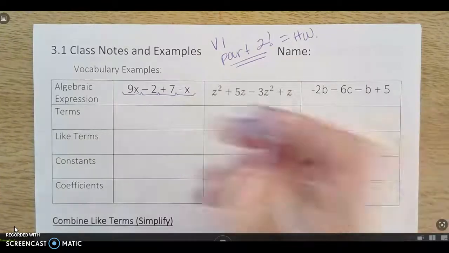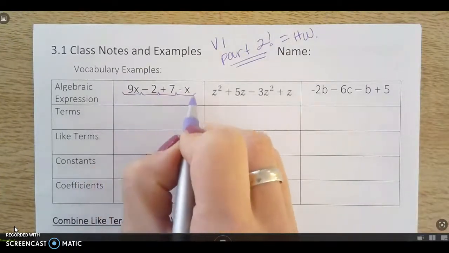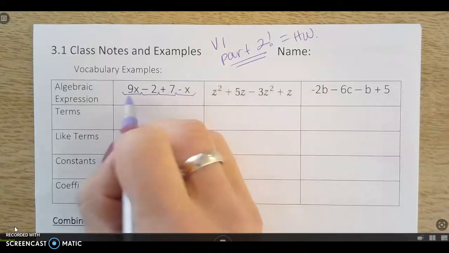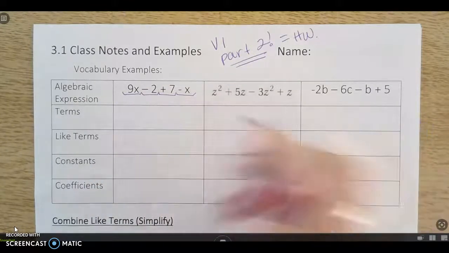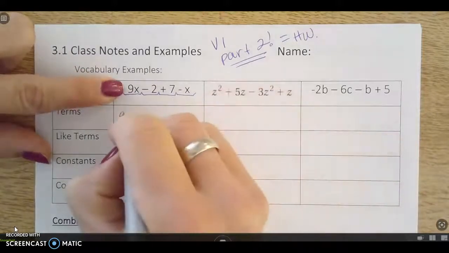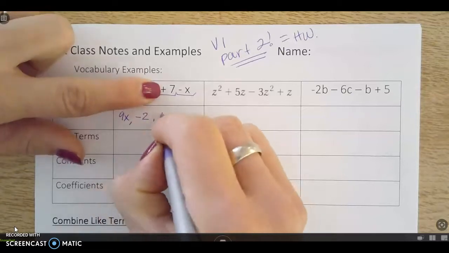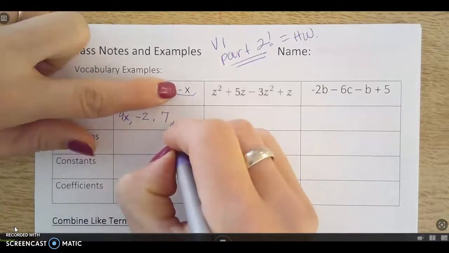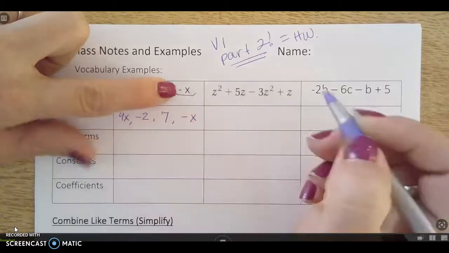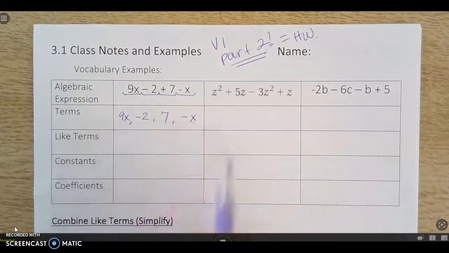Okay, so notice here, I'm going to underline them, and my little brackets here, my little underlines, all connect. Nothing's left out. There's no gaps or spaces. So I have a term that's 9x. The next term is -2. The next term is 7. And the next term is -x. Okay, so you just separate it at the plus or minus signs. And here I have 4 terms.